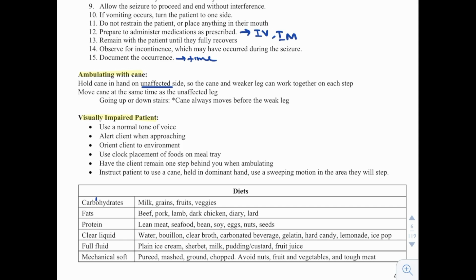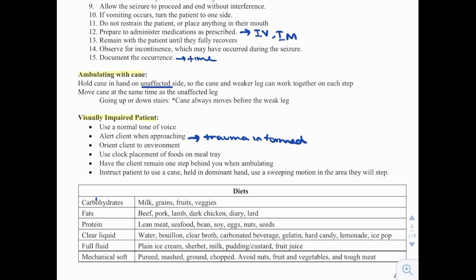We want to alert the client when we're approaching. You should do this for all clients. This is a part of trauma-informed care. Knock before you enter the room, explain who you are and what you're going to do. All of that's really important. You want to orient the client to the environment.